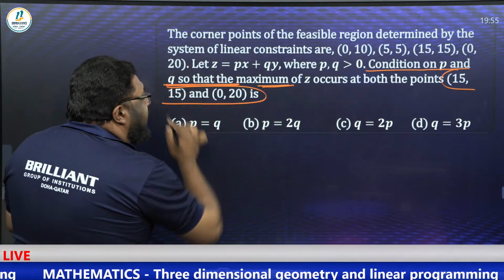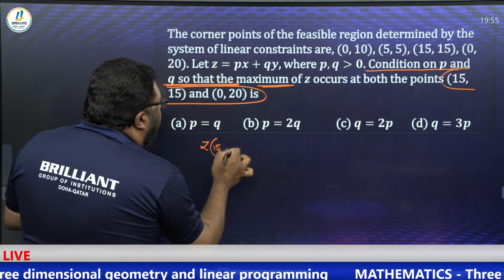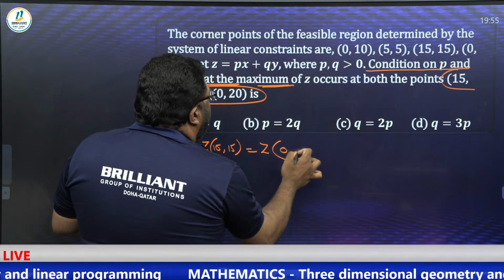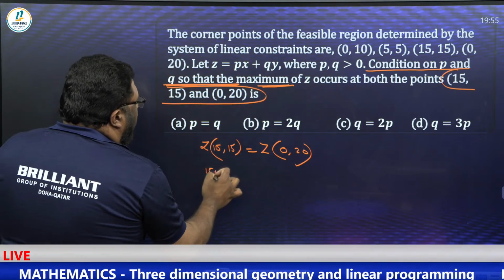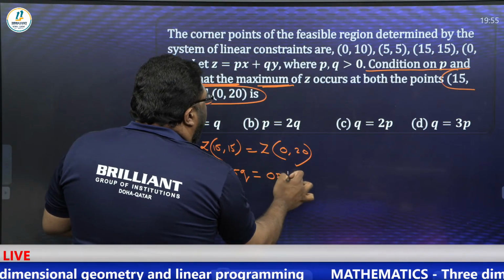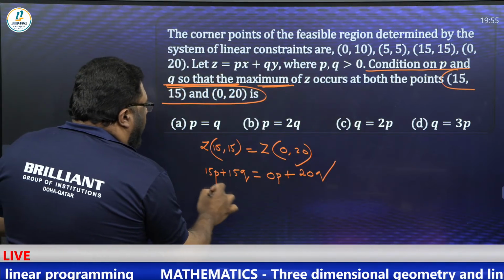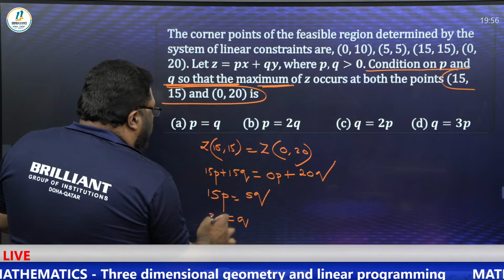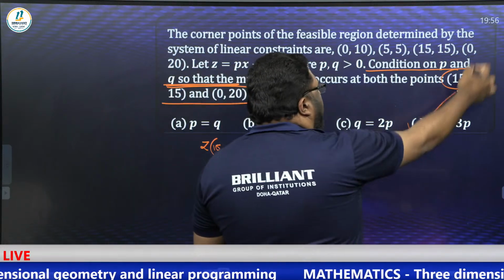Because it is occurring at 2 points, both the maximum values are equal. So z at 15 comma 15 is the same as z at 0 comma 20. Put 15 comma 15, you will get 15p plus 15q is equal to 0p plus 20q. So I get 15p is equal to 5q. So q is equal to 3p. Look at the options which match. Option D matches: q is equal to 3p.